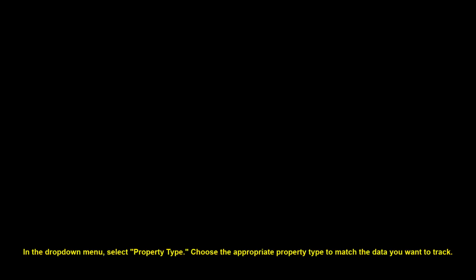To restore a property, click on the header of the relevant column. In the drop-down menu, select Property Type. Choose the appropriate property type to match the data you want to track.